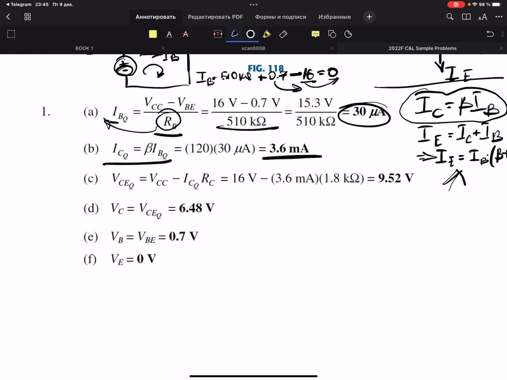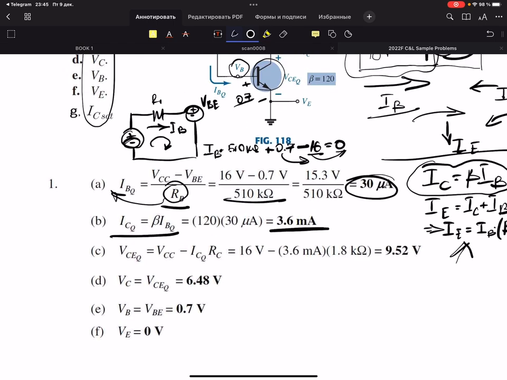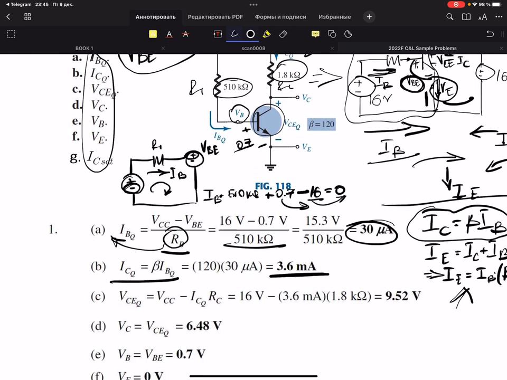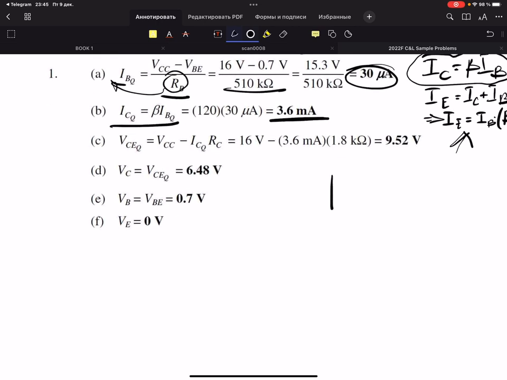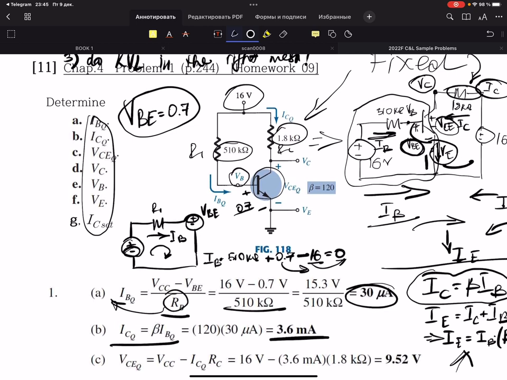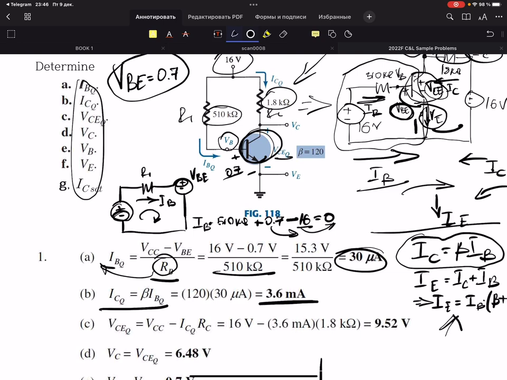So now we find IC, and then we can find VC. I mean, we can find VCE. In order to find VCE, we consider this on the right side of the mesh. I am writing everything here as one voltage source. Here we have VCE. Okay, as you can see, this is VCE.